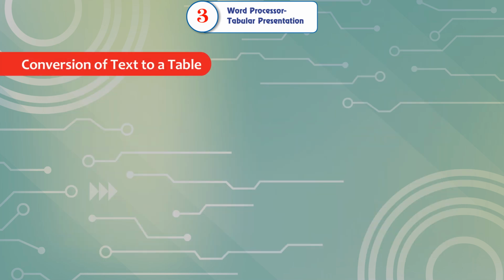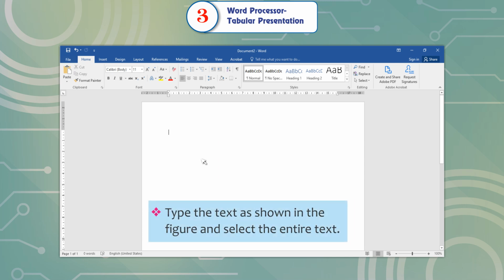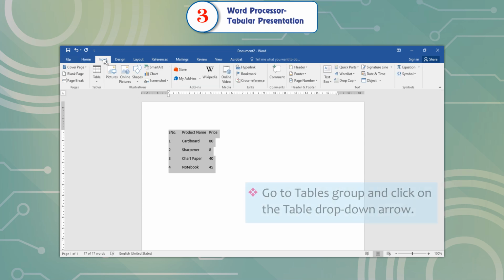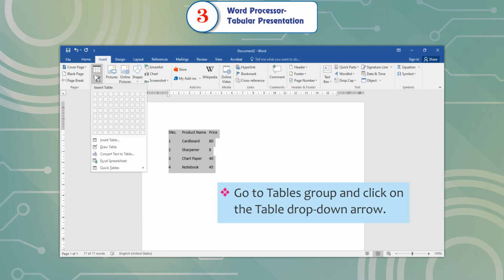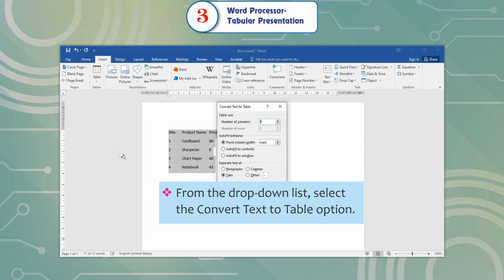Conversion of text to a table. You can convert the text into a tabular form by following the given steps. Type the text as shown in the figure and select the entire text. Click on the Insert tab. Go to Tables group and click on the Table drop-down arrow. From the drop-down list, select the Convert Text to Table option.